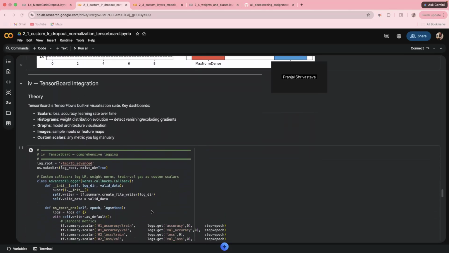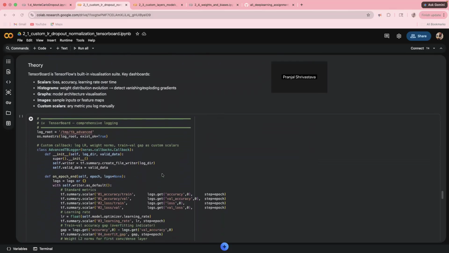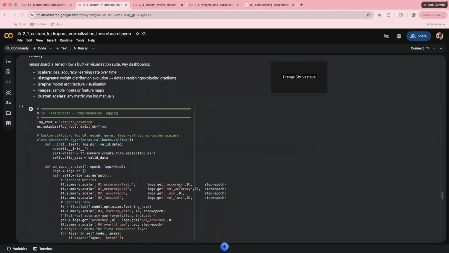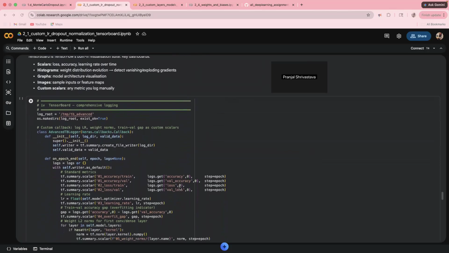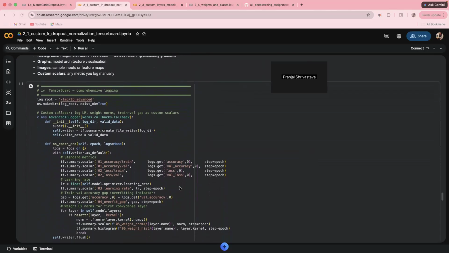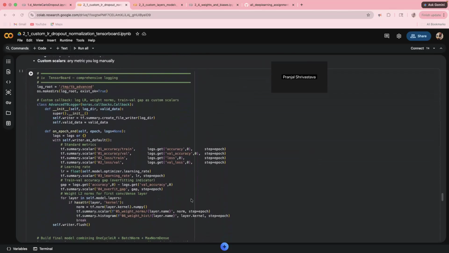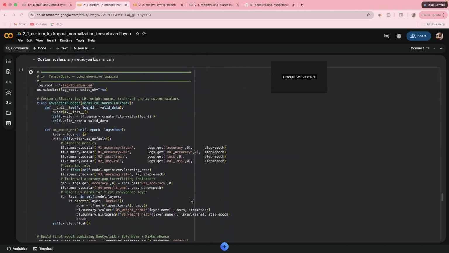Next, we have TensorBoard integration. The theory cell lists the five TensorBoard dashboards we will populate: scalars for loss and accuracy, histograms for weight distributions, the graph view for architecture visualization, an images panel, and custom scalars. We write an advanced TensorBoard logger callback that goes far beyond the standard TensorBoard callback.